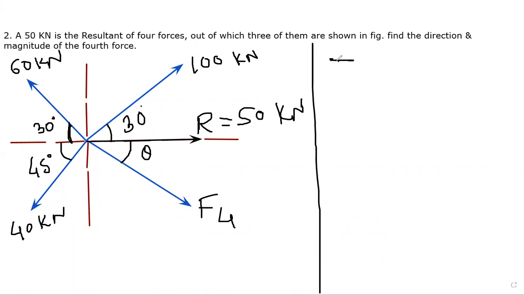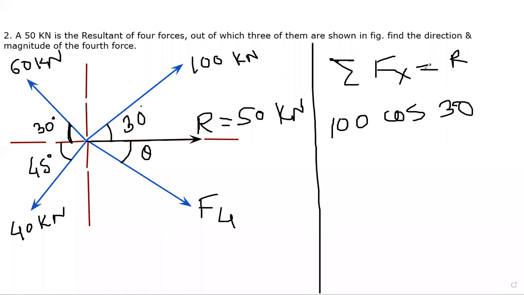So next line, write down. Summation Fx is equal to R. What is the component of the 100 kilonewton force? 100 cos 30 degrees. What is the component of F4? F4 cos theta, plus. F4 cos theta.